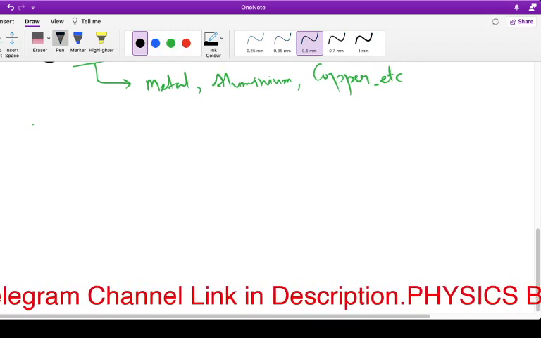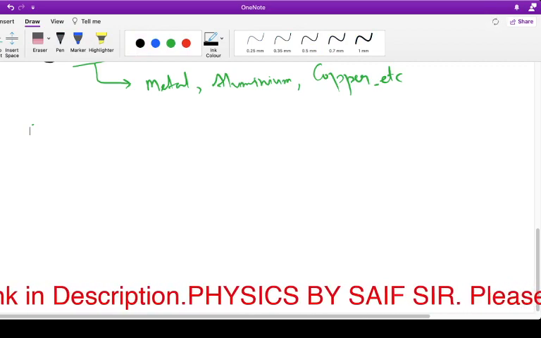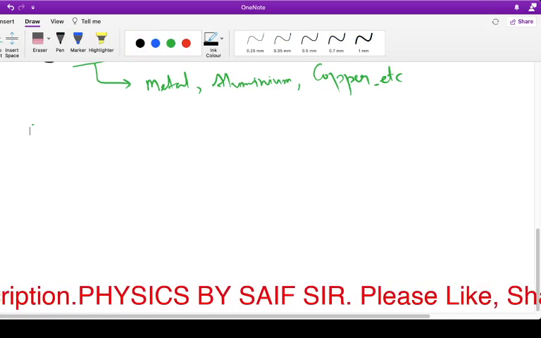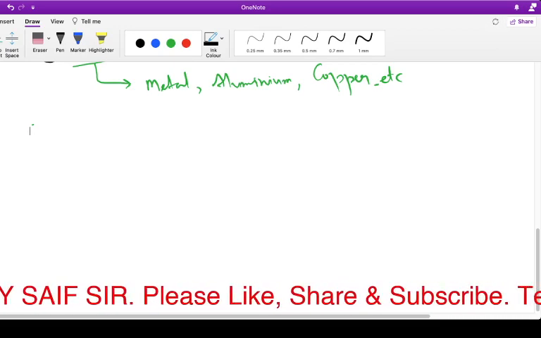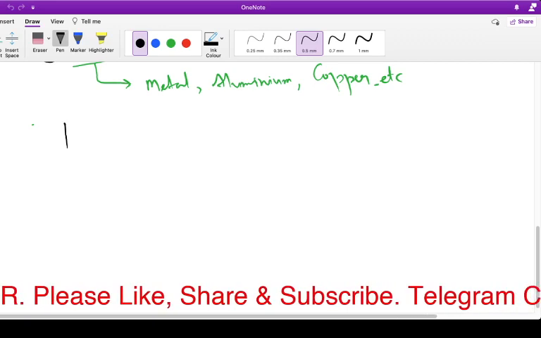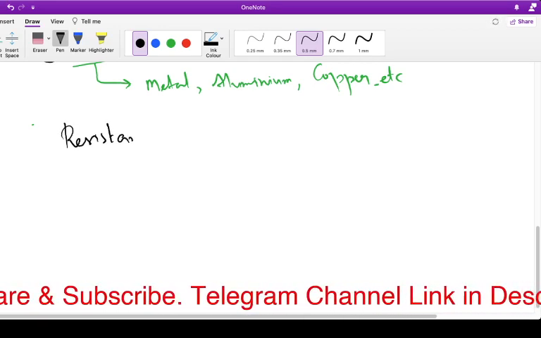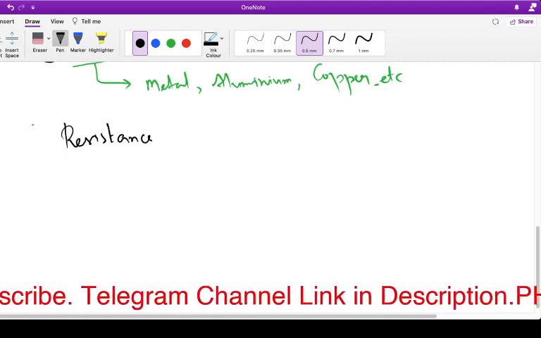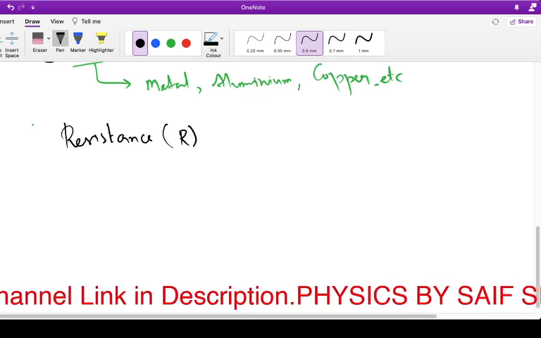Now we have seen the easy flow of charge. Now what if there is some opposition in the flow of charges? If a material is made which can oppose the flow of charge, that is called a resistance. And the resistance is represented with the symbol R.